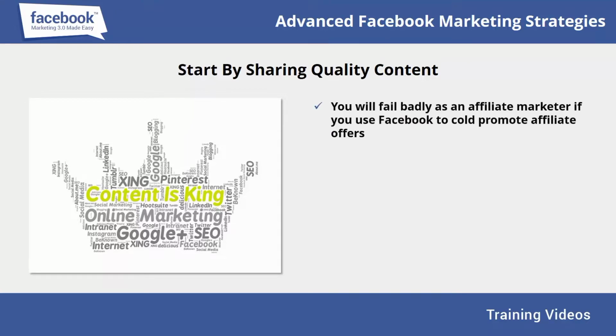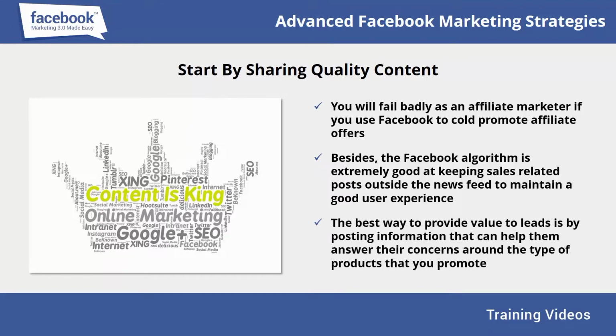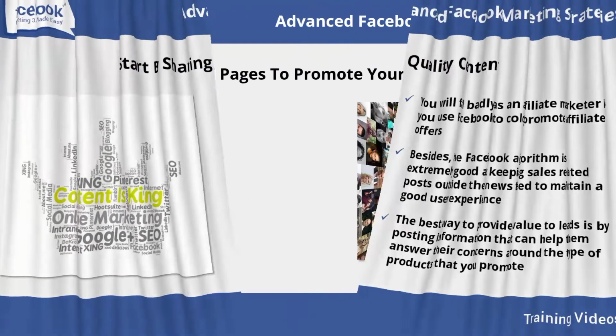You will fail badly as an affiliate marketer if you use Facebook to cold promote affiliate offers, because Facebook users can spot posts made by affiliate marketers from a mile away, and they have learned to simply ignore them. Besides, the Facebook algorithm is extremely good at keeping sales-related posts outside the news feed to maintain a good user experience. You have to focus on producing quality posts that provide value to leads. The best way to provide value to leads is by posting information that can help them answer their concerns around the type of products that you promote, and then casually adding your affiliate links after 1 or 2 helpful posts.